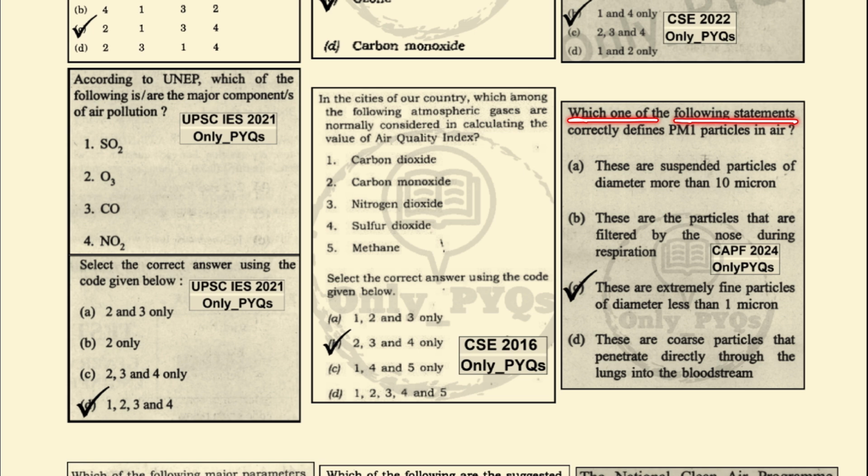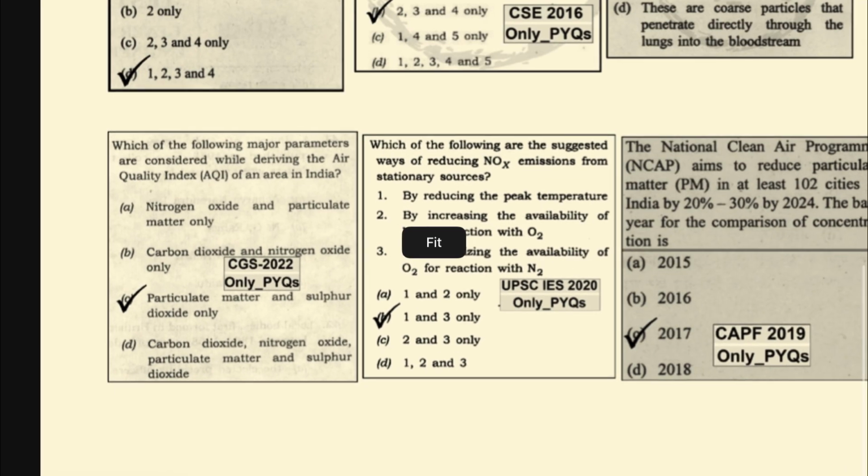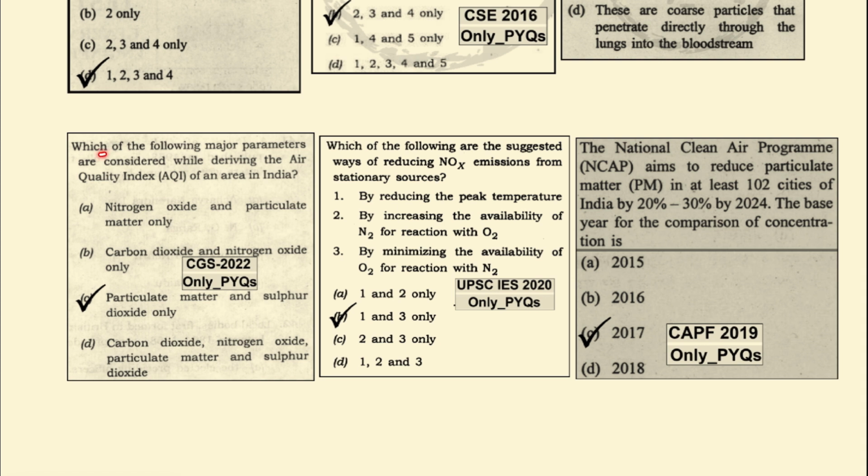Which one of the following statements correctly defines PM1 particles in the air? These are extremely fine particles of diameter less than 1 micron. Which one of the following major parameters are considered while deriving the air quality index of an area in India? It is the particulate matter and the sulfur dioxide only.